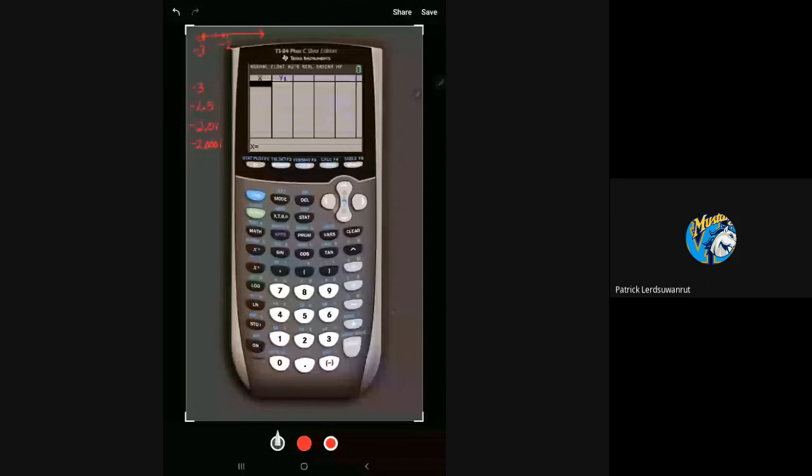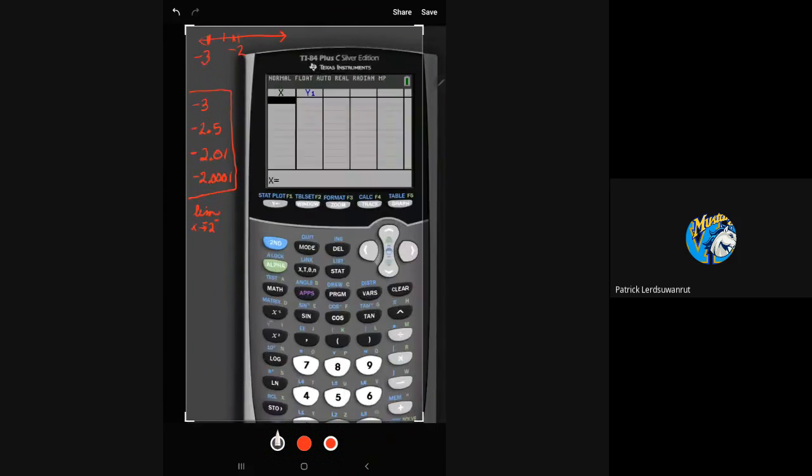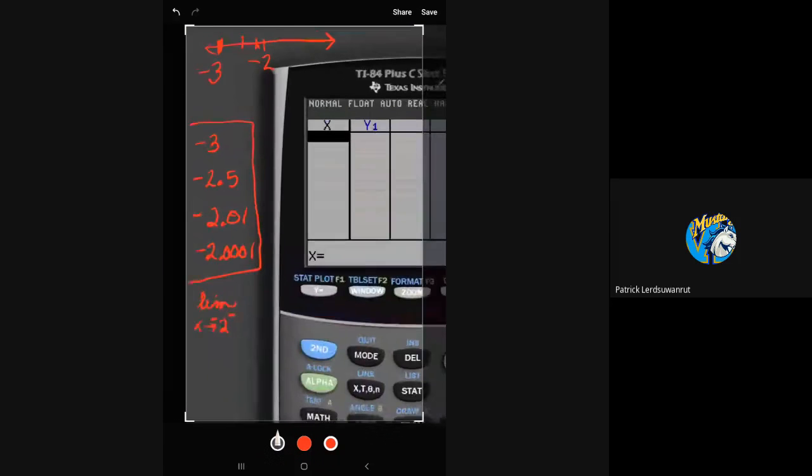Okay, so those will be the numbers that we're going to type in for the left-hand side. That's the left side of -2. So that's going to give me a limit as X approaches -2 from the negative side. It really doesn't like me being too close to the side. And I can zoom in on that so you guys can see that. Okay, so that's going to be my X part of my table.